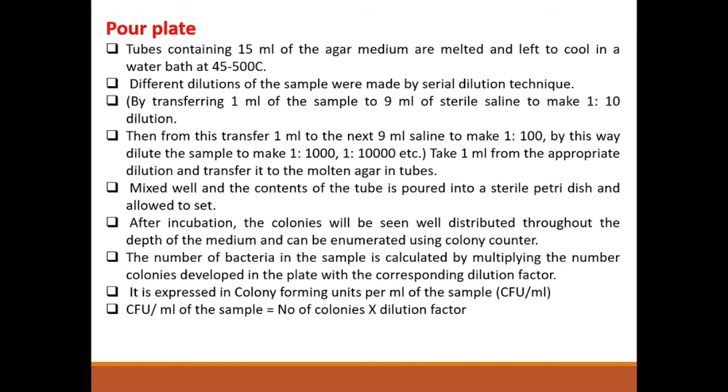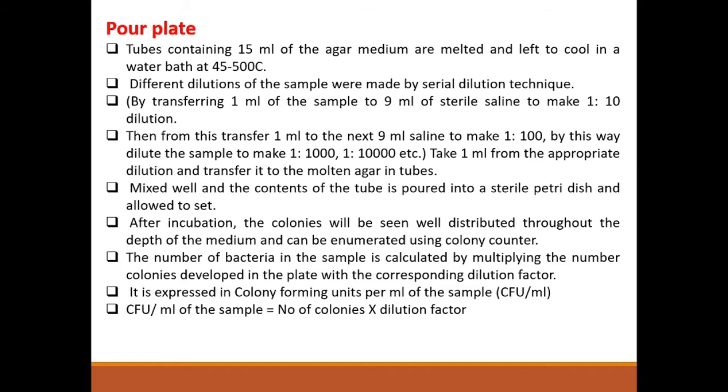So I will explain how the serial dilution technique is performed. Here, very simple, we need 9 ml of sterile saline. The saline is commonly used. Sterile saline is used, or sterile water. We can use sterile water also. You have to pour 9 ml of sterile saline or sterile water in different tubes. Then you have to sterilize it by using autoclave.